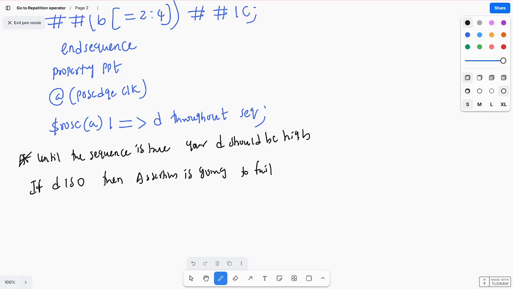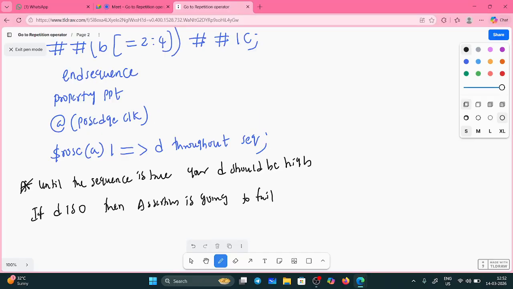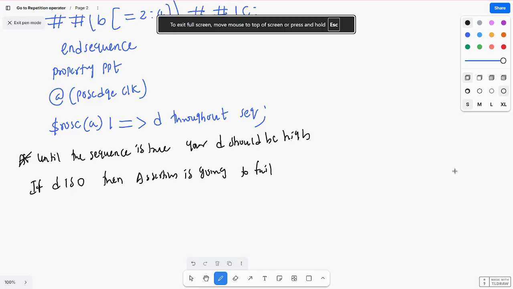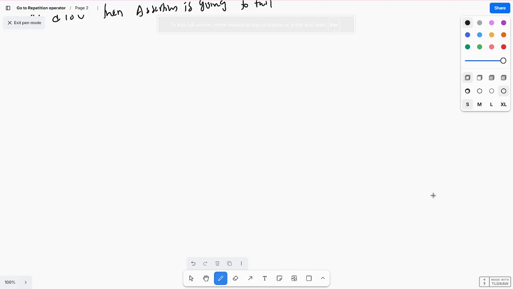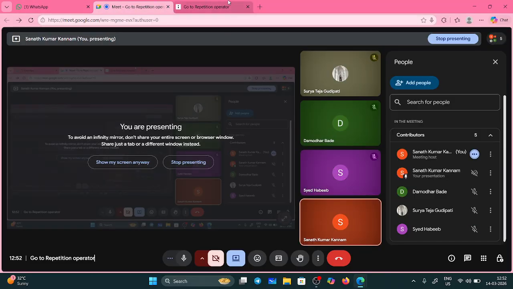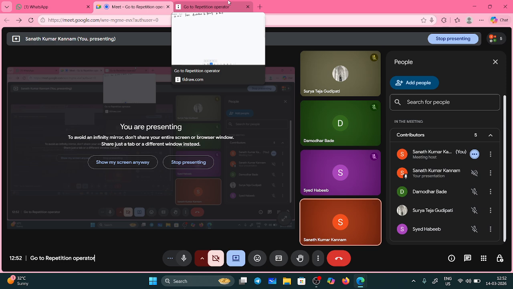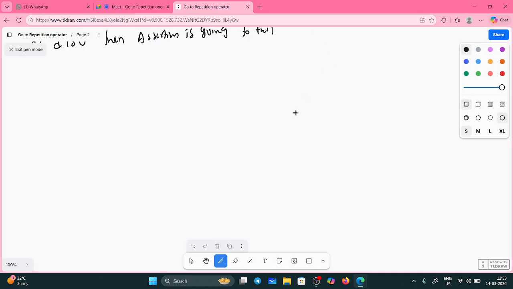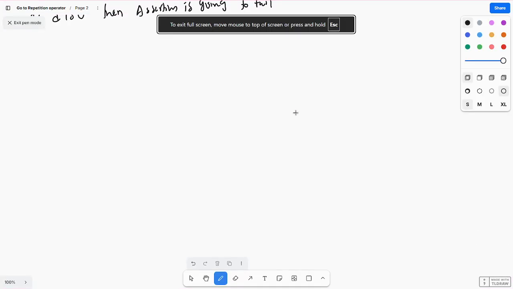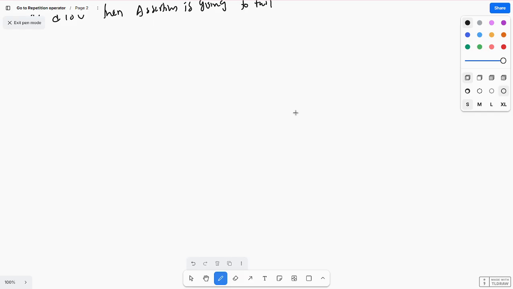Did you understand this throughout assertion? Any doubts or queries? Shall I move forward? We'll see with one example. Are you there? Anyone give a response so that I will move forward. Hello.